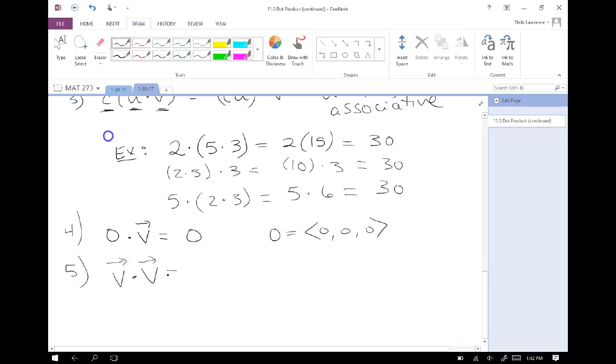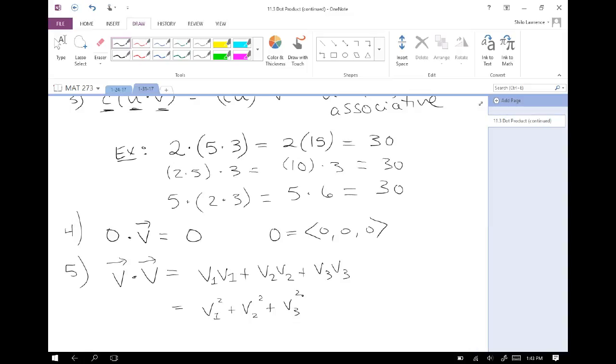And if you dot a vector with itself, you're going to get v1 times v1 plus v2 times v2 plus v3 times v3. Since all those components match, we really could write this as v1 squared plus v2 squared plus v3 squared, which almost looks like another formula that we have. It's just missing one part of it.